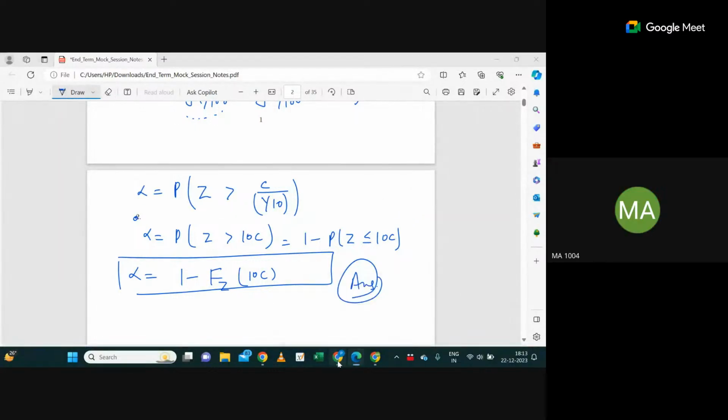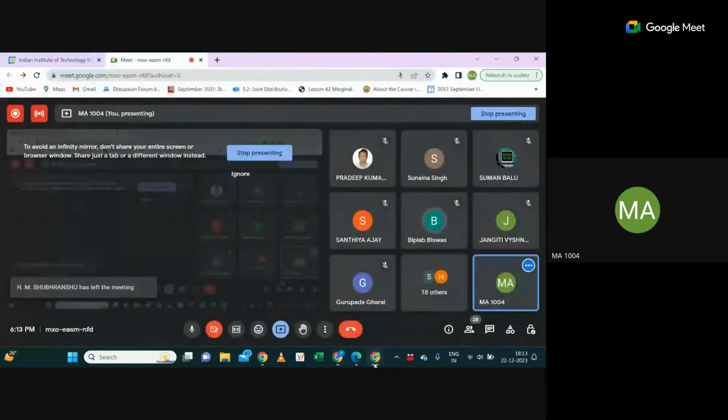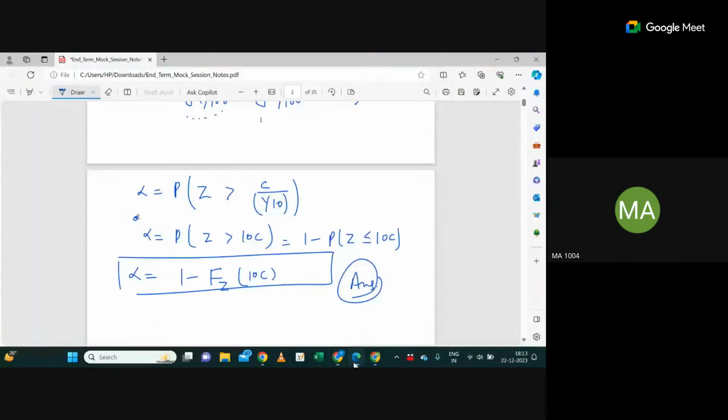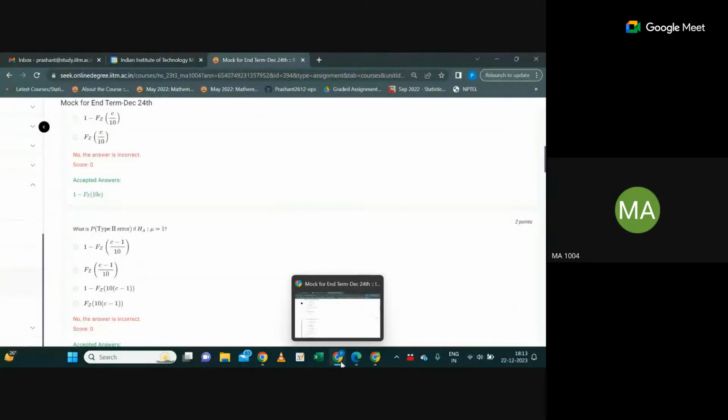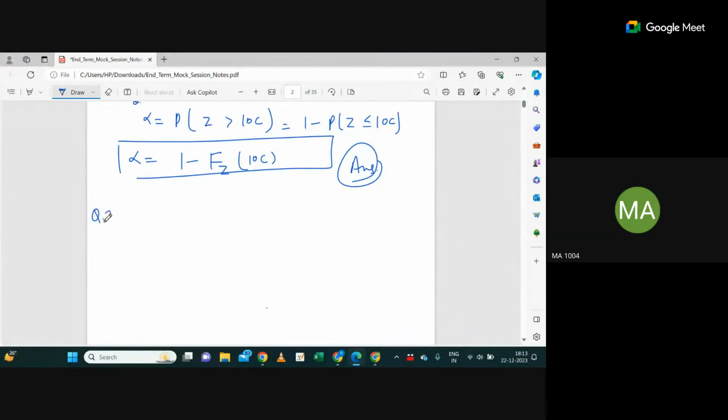So most of the people got this as correct. Fine, great. Let's move to question number 2, which is the probability of type 2 error when HA is mu equal to 1. So we have to find the type 2 error. The notation is basically beta. I'm defining it with beta.